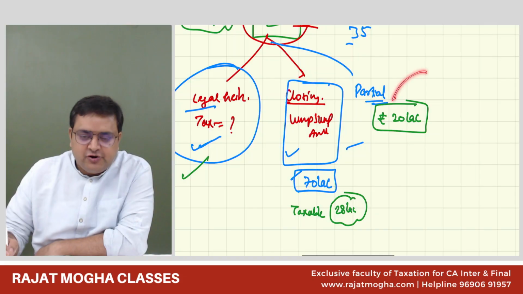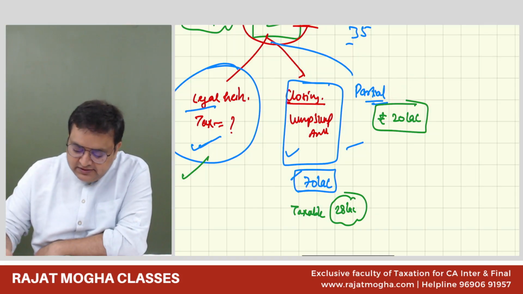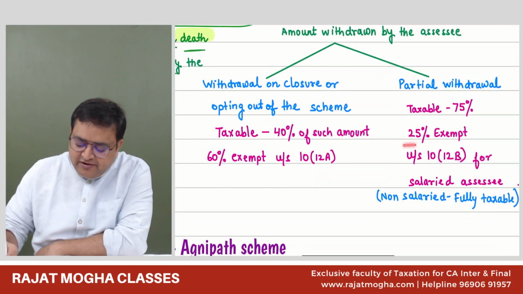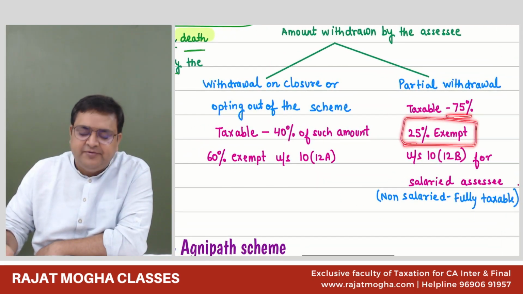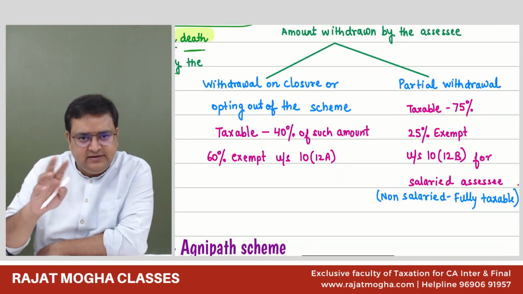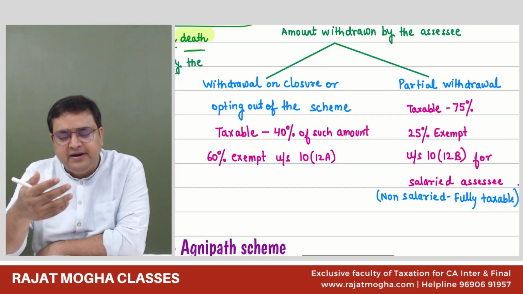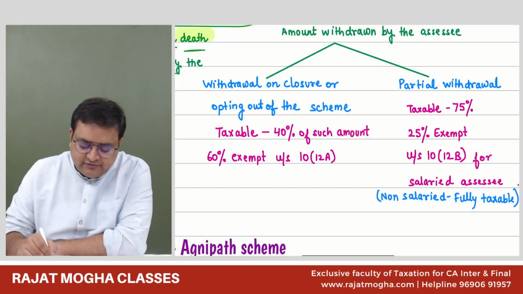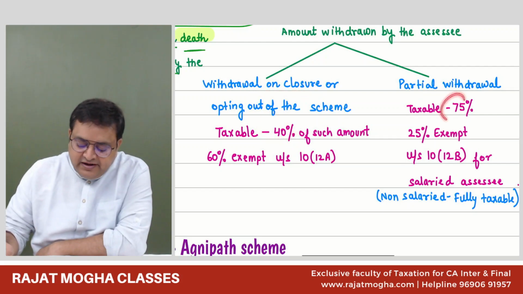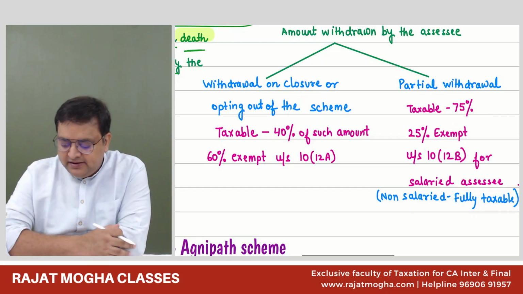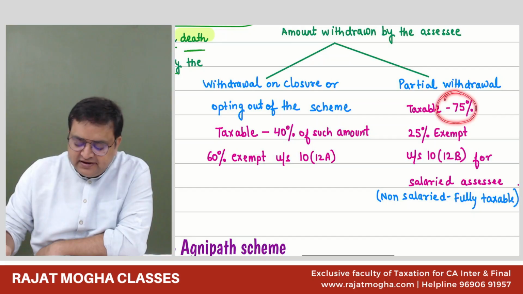If it is partial withdrawal, then it says that if you are partially withdrawing, only 25% would be exempt, 75% would be taxable, right? You just remember either one of them. If you are remembering the taxable part, remember that in case of closure, 40% would be taxable. In case of partial withdrawal, 75% would be taxable. Understood? Last thing is that it is 75% taxable for a salaried assessee.